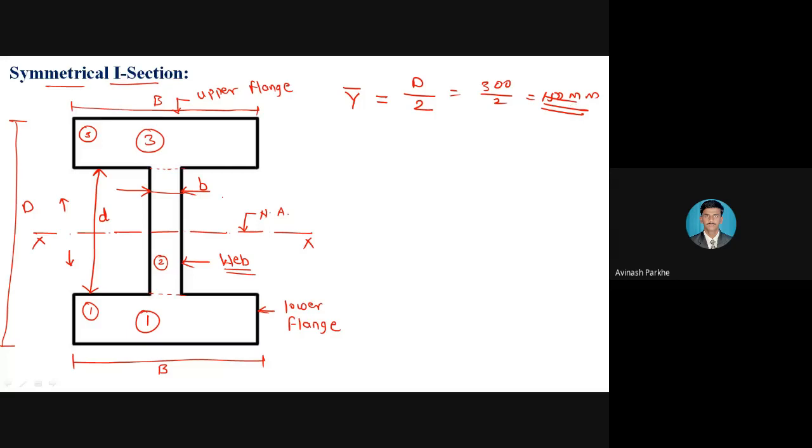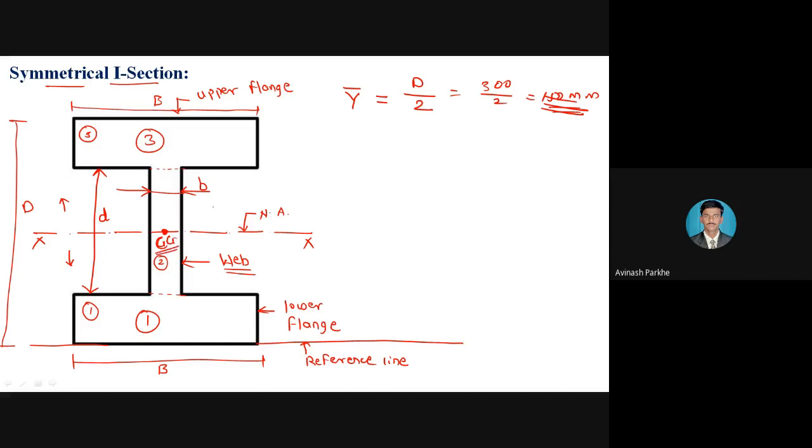Y bar means the position of the neutral axis from the bottom side. At the bottom I have drawn one line. That line I will call the reference line. Let us assume that this is the reference line. So this 150 mm distance is to be measured from this reference line. That means this 150 mm represents the position of the CG.